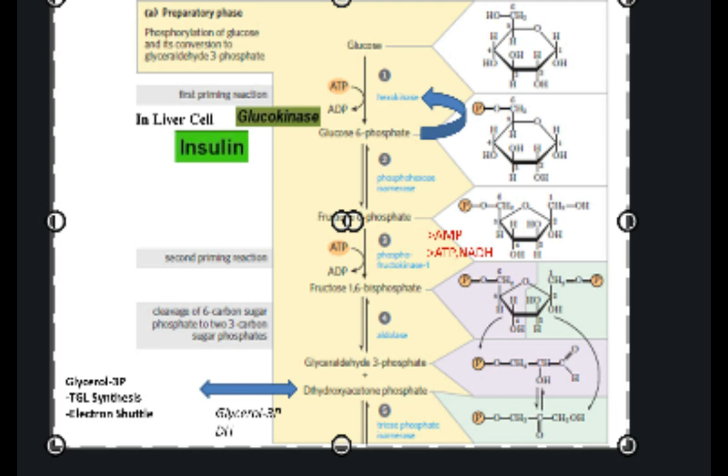Glucose 6 phosphate is converted into fructose 6 phosphate, simply, through an isomerase enzyme. There is no need of energy, and it is a reversible process. Fructose 6 phosphate is converted into fructose 1,6 bisphosphate. Here the enzyme phosphofructokinase 1 catalyzes this reaction. It is a kinase, it needs ATP energy, and it adds another phosphate group at position 1.